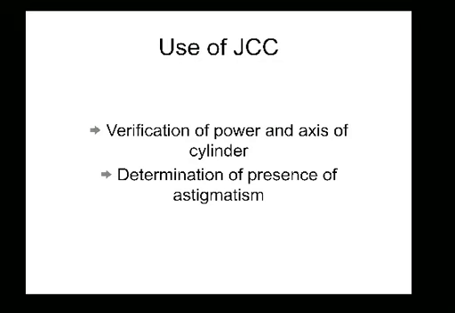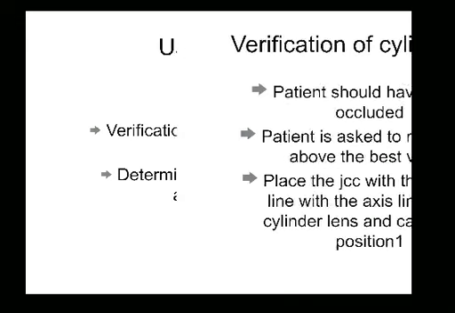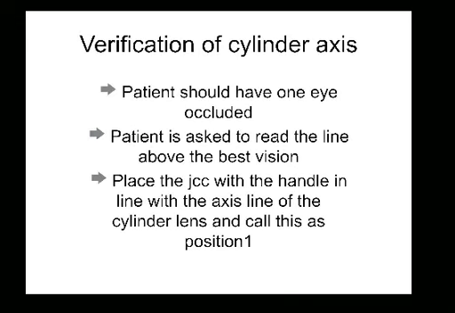Okay, now the use of JCC. It is used to verify the power and axis of the cylinder after a standard objective refraction, and you can use it solely for determining the axis and power of the cylinder. It is also used in determination of presence of astigmatism.